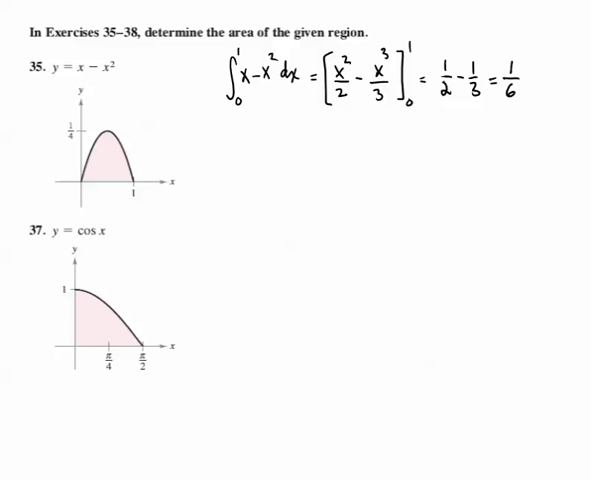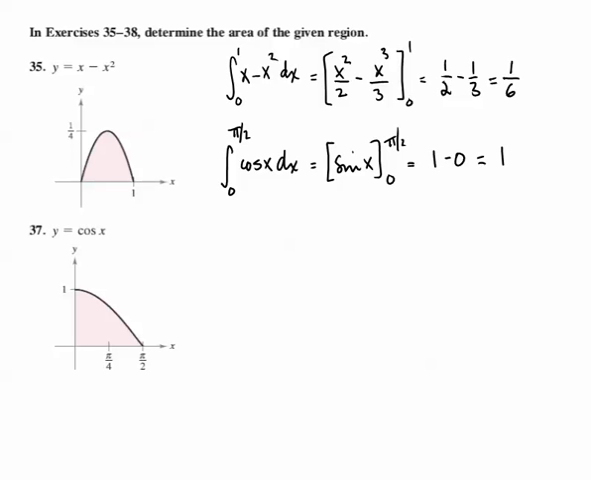Alright, for number 37, similar situation. We have an integral of cosine of x. We're looking for the area between the cosine curve and the x-axis, and between the x values of 0 and pi over 2. So the antiderivative of cosine is simply sine. So we're going to evaluate the sine curve at pi over 2, and that's 1. The sine curve at 0 is 0, and we end up with an area of 1 in that case.